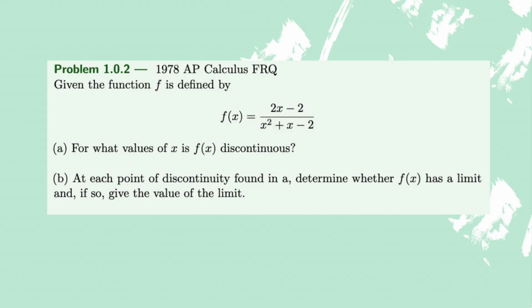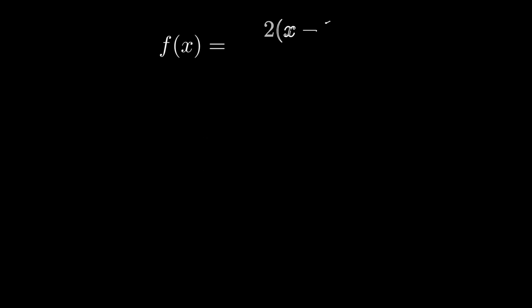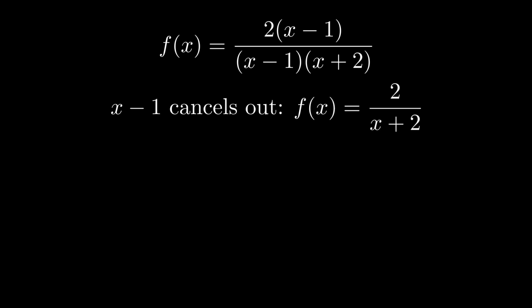Now let's look at another free response question from the actual AP exam. So we're given this function, 2x minus 2 over x squared plus x minus 2. And for the first part, we want to find when this is discontinuous. Well, to do that, let's factor this first. So factoring this gives us 2 times x minus 1 over x minus 1 times x plus 2. So x minus 1 cancels out and we get f of x equals 2 over x plus 2.